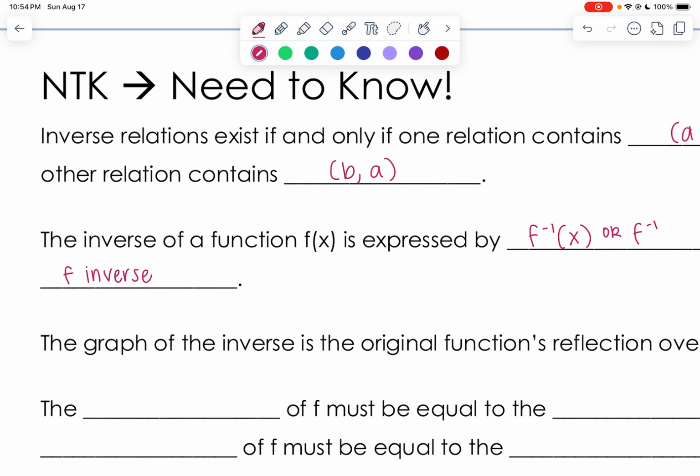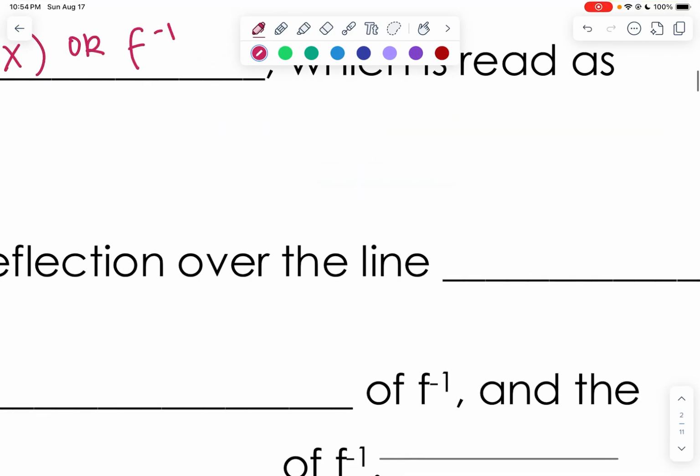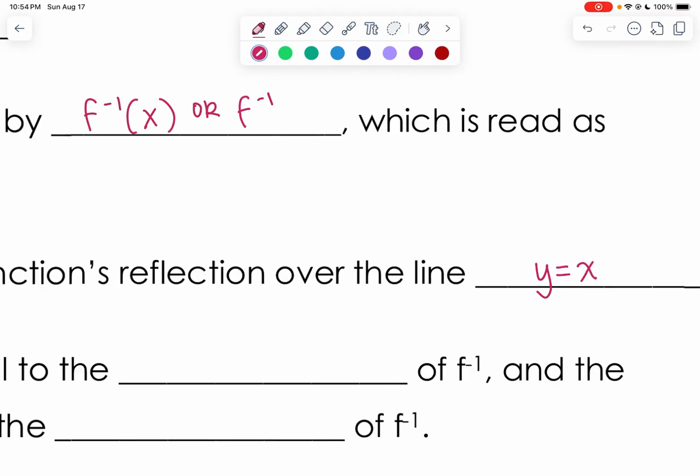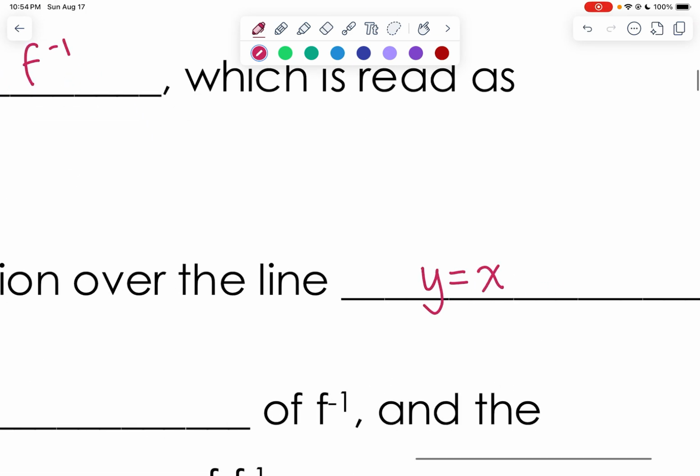Now, the graph of the inverse should reflect over the line y equals x. And that's because our x and our y are going to flip, so it should reflect or flip over the line y equals x, which you might recognize as your linear parent function.